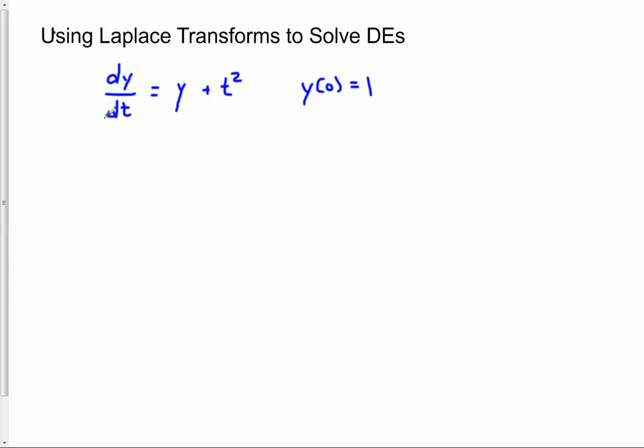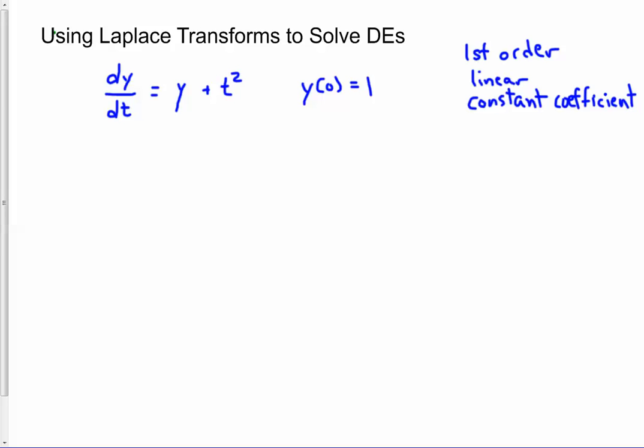It is linear. dy dt and y are separate terms. And it is in fact constant coefficient: a 1 in front of the dy dt and a 1 in front of the y. It is non-homogeneous. We have a term that doesn't involve y, and it's not 0. In this case, it's t squared. We also have an initial condition. So, first order linear constant coefficient.